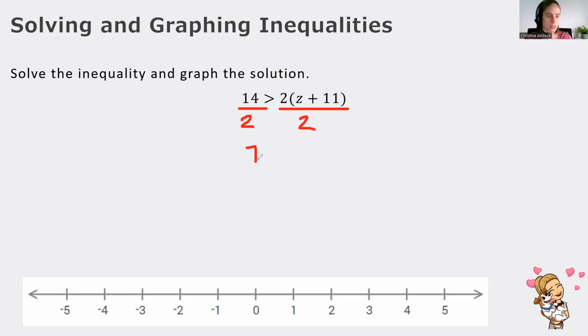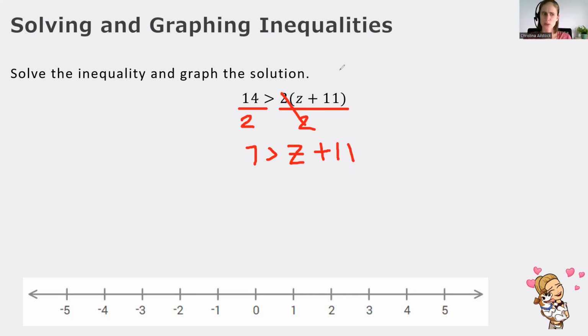14 divided by 2 is 7. Bring down the inequality sign. 2 divided by 2 is 1. So once that goes away, there's no reason for the parentheses to be there because that multiplication has been cleared, and we're left with z plus 11.